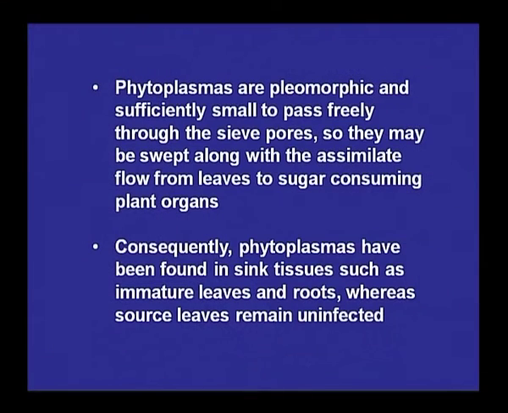Phytoplasmas are pleomorphic and sufficiently small to pass freely through the sieve pores. So, they may be swept along the assimilate flow from the leaves to sugar-consuming plant organs. Consequently, phytoplasmas have been found in sink tissues such as immature leaves and roots, whereas source leaves remain uninfected.